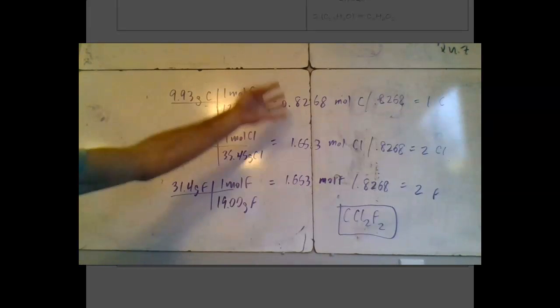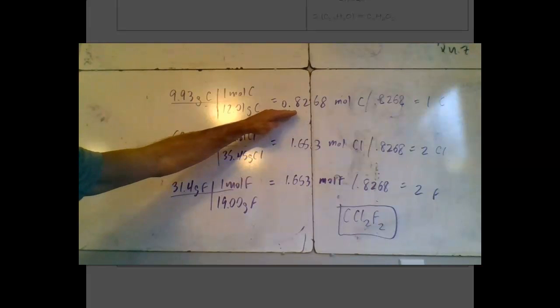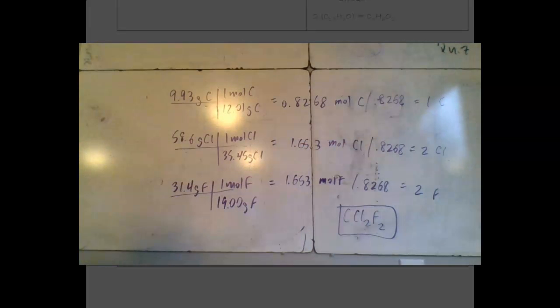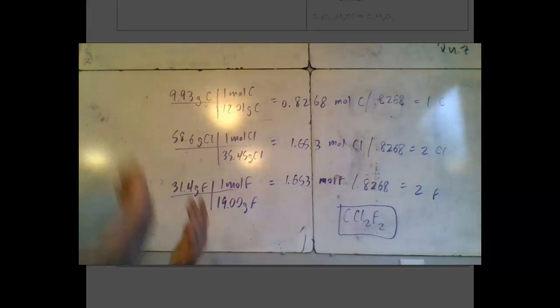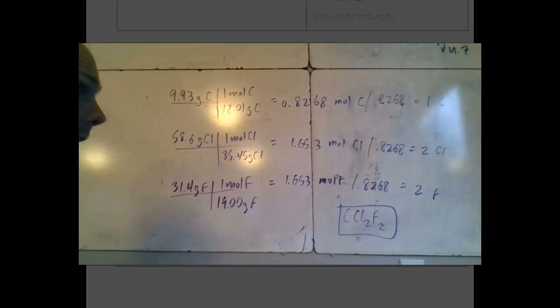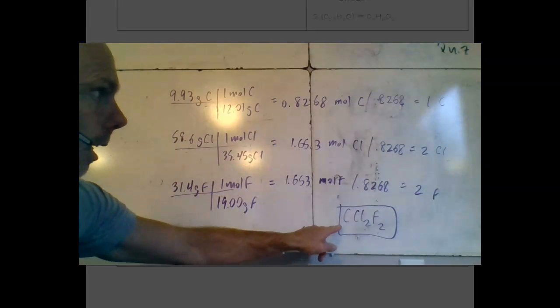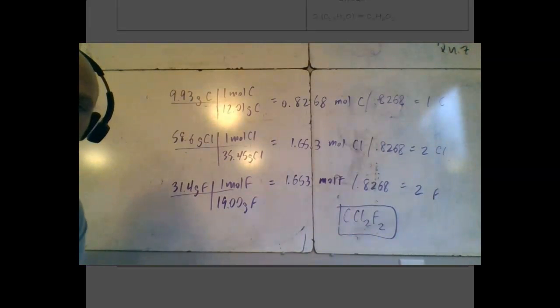Sig figs on these don't matter so much because our goal is just to get the smallest whole number ratio. I divided each of those numbers by the smallest mole number, which was 0.8268 in this case. And when I did that, 0.8268 divided by itself is of course 1, and then these latter two values divided by 0.8268 are both 2's. If you're able to do that in your head, you're welcome to not show the division, but I recommend it in case you make a mistake. So there's 1 carbon for every 2 chlorines for every 2 fluorines, and that translates to a formula of CCl2F2. Carbon coming first typically in the formula of an organic molecule.